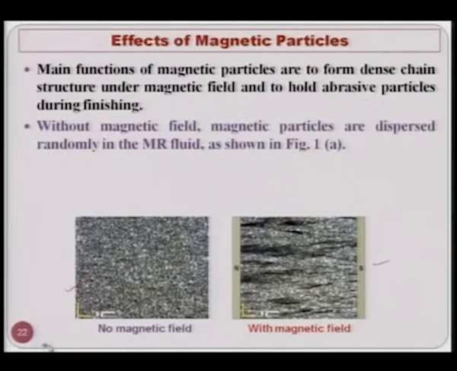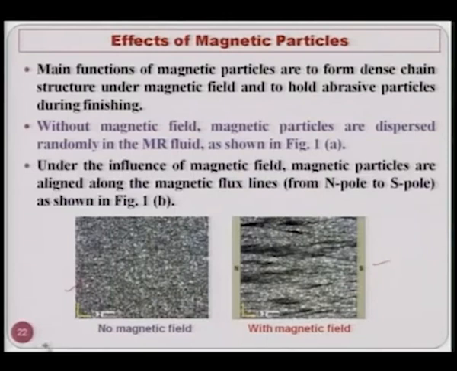Without magnetic field, magnetic particles are dispersed randomly in the MR fluid, as shown in the left hand side figure, that is figure 1a. And under the influence of magnetic field, magnetic particles are aligned along the magnetic flux lines, as you can see in the right hand side figure, that is figure 1b.